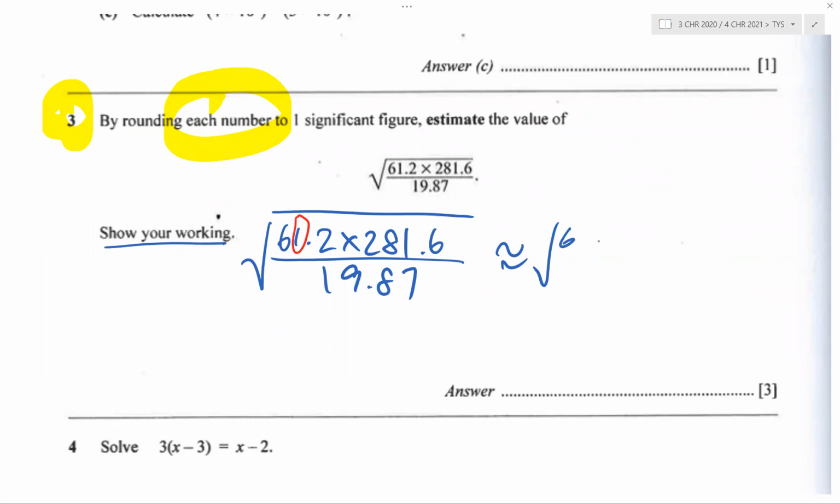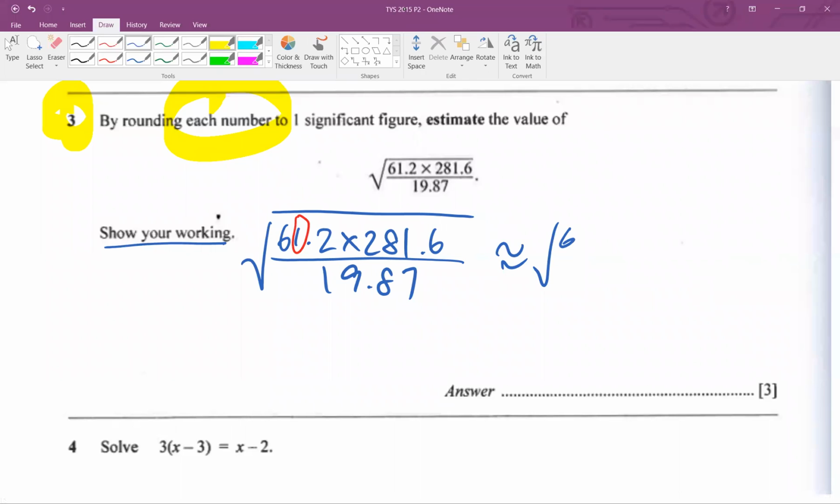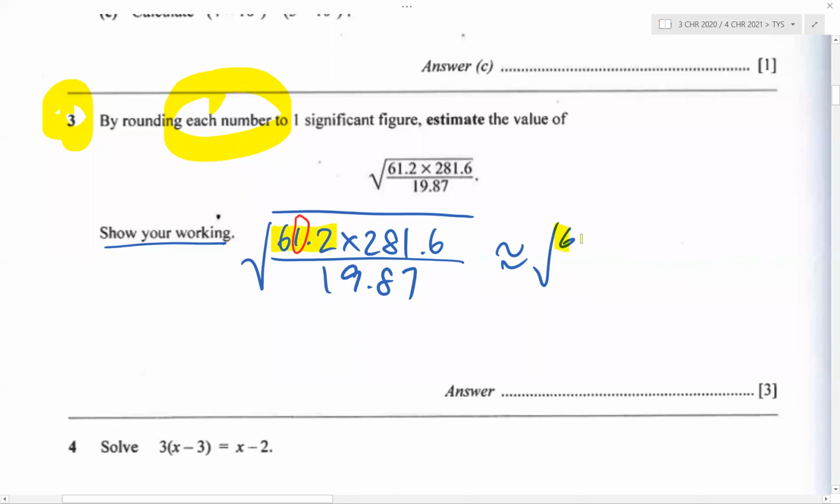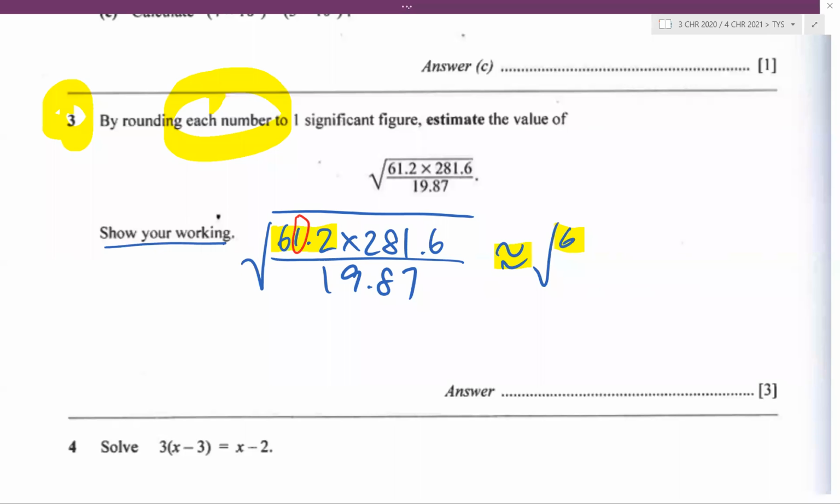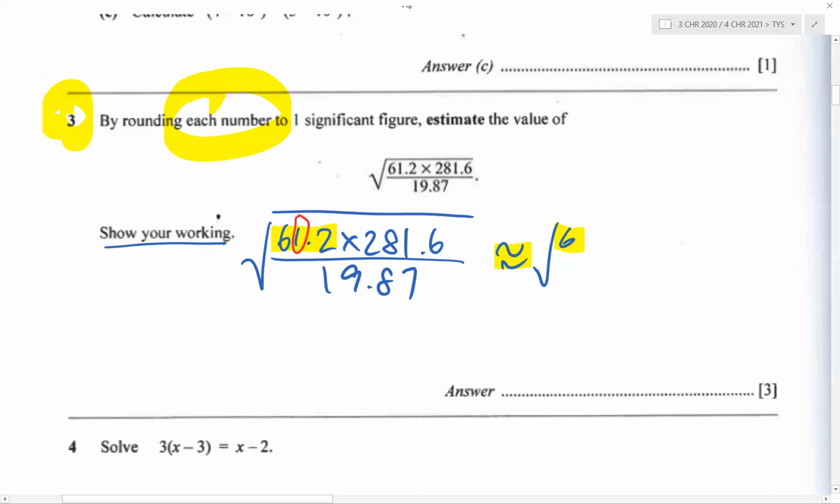But you have to ask yourself, hey, are you sure 61.2 is approximately 6? No, they are so different. If you feel that they are approximately the same, then I will give you $6, you will give me $60. Which wouldn't be the case. So you cannot leave it as 6. You have to include the next place, which is 0. So 61.2 is approximately 60.